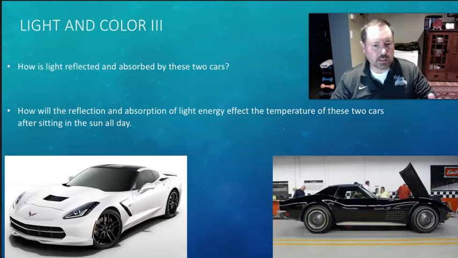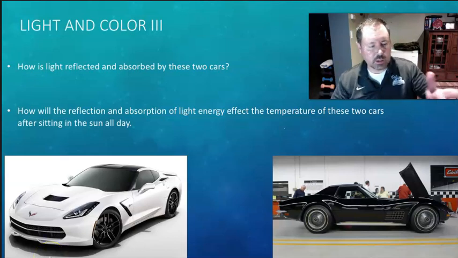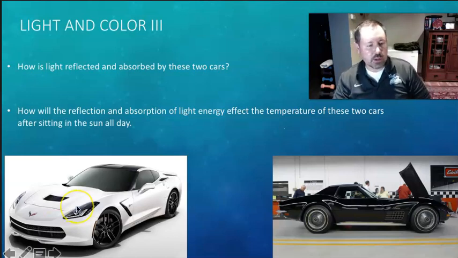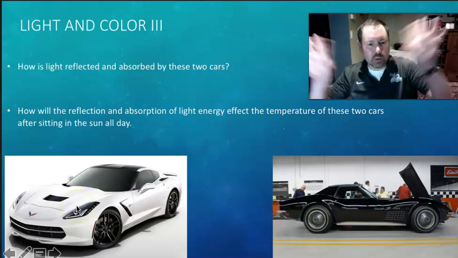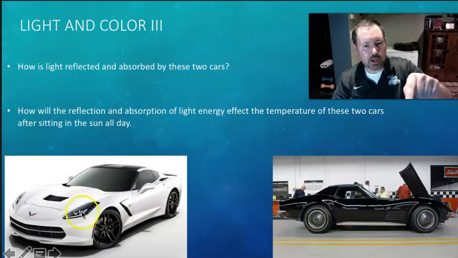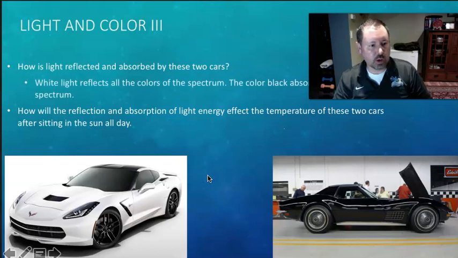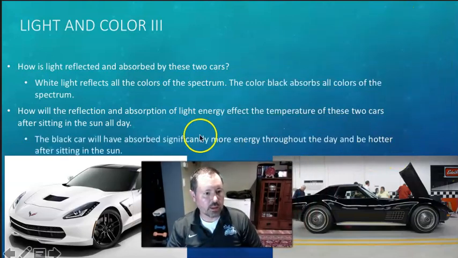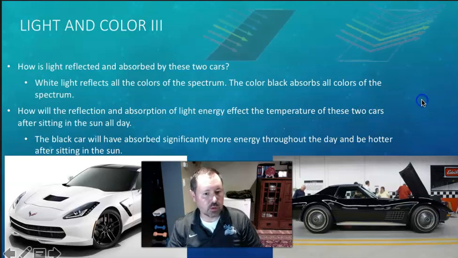All right, so think about this. You leave both of these cars out in the sun all day long. Which car are you going to want to get into if it's a hot day and it's been sunny out? The white car has reflected all the wavelengths back. The black car has absorbed all those wavelengths. So it says white light reflects all the colors of the spectrum. Black absorbs all the colors of the spectrum. The black car will absorb significantly more energy throughout the day.